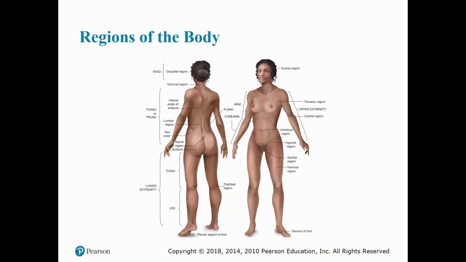We also have various regions of the body. This is on page 133. I would recommend looking over this page and definitely learning some of these regions, such as the cervical and occipital region, the popliteal region, the lumbar and thoracic region, the lower extremities, the cervical region, the cranial region. Those would all be terms that you're going to hear a lot in this class.